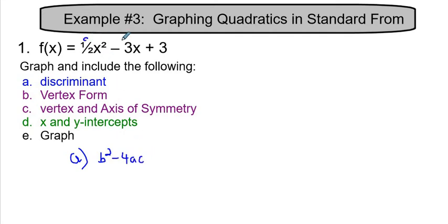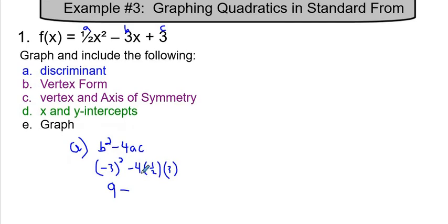A is a fraction, b is negative 3, and c is positive 3, so we would have negative 3 squared minus 4 times a, which is a half. You can see why I picked a half. It's going to make the multiplication fairly simple. So here we would have negative 3 squared, which is 9. Remember, when you square something, it's always positive. This will be a subtraction because there's only one negative in this expression. And then we have 4 times a half, which is 2. 2 times 3 is 6. So we end up getting 3.